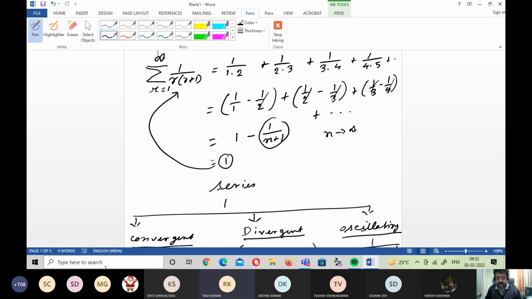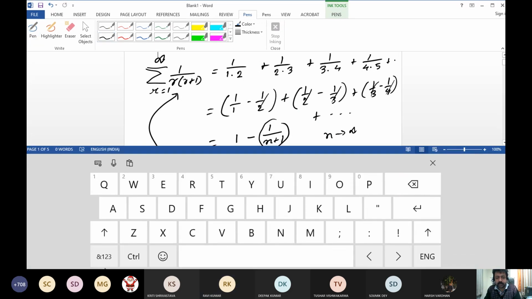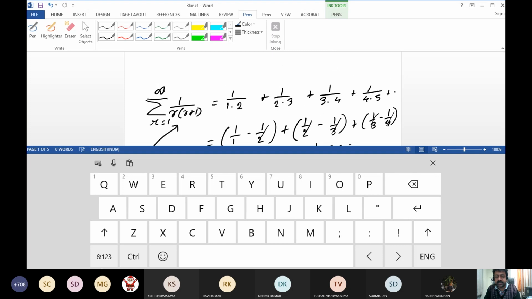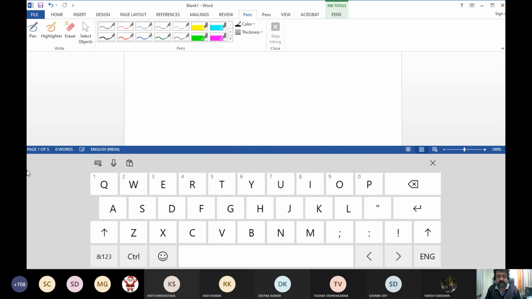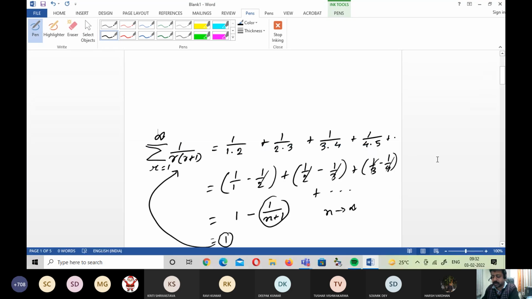Okay, now next example. Divergent series. Capital sigma n will be divergent. Capital sigma n, so it will be 1 plus 2 plus 3. So it will go in this way.